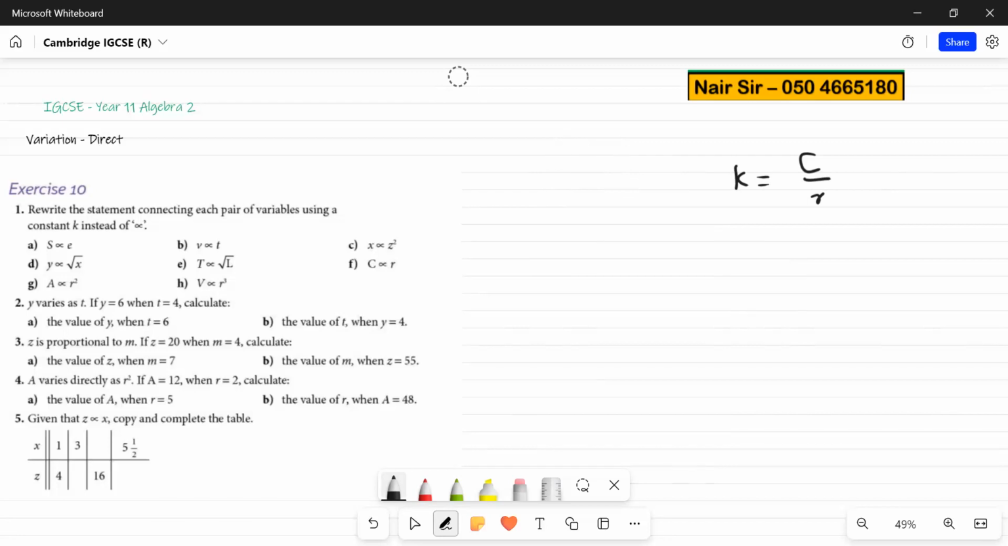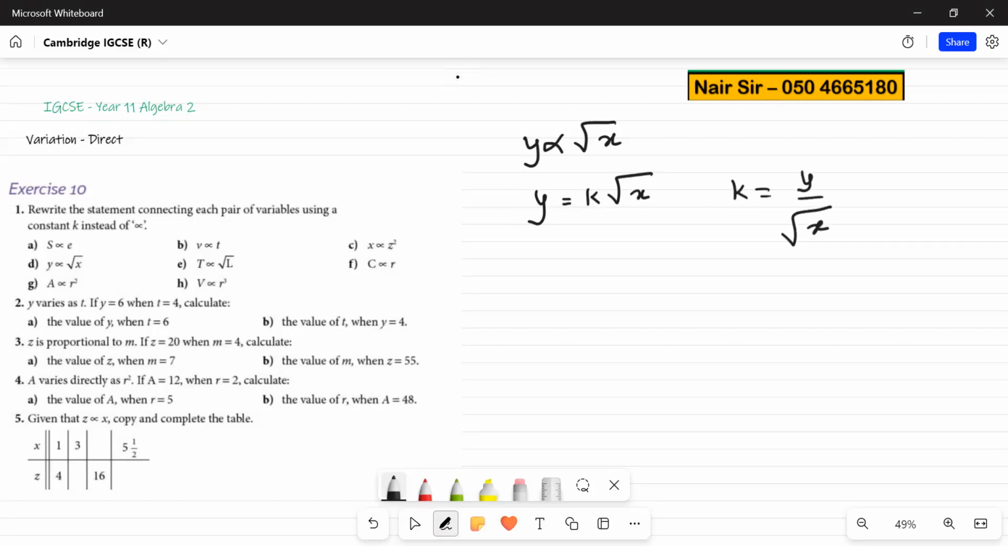I don't think there is anything big in this. It's all you can do. Y is proportional to root X. Y is equal to K root X. And K is equal to Y upon root X. Right?